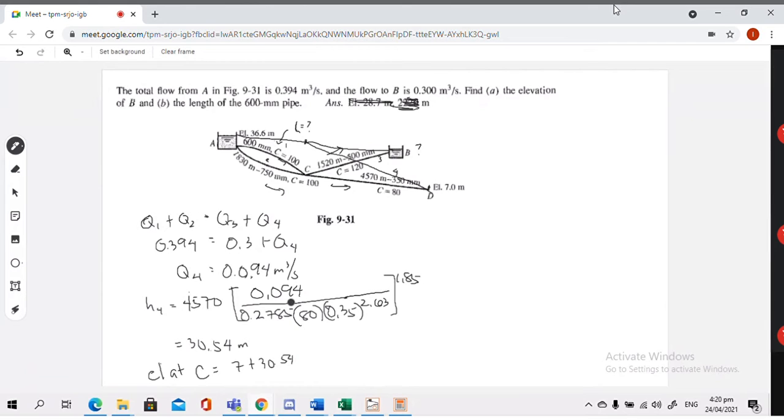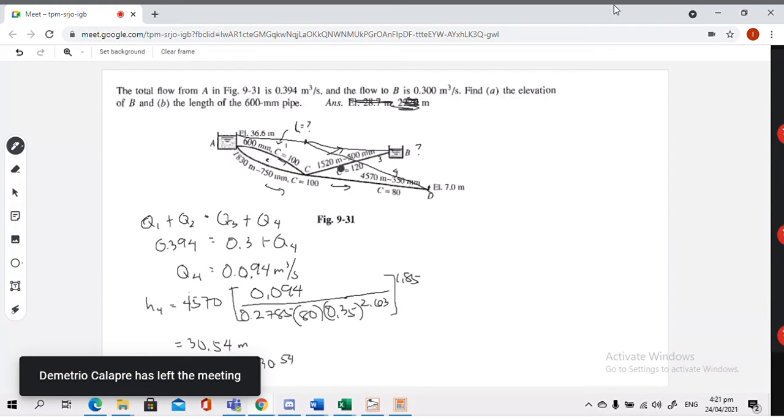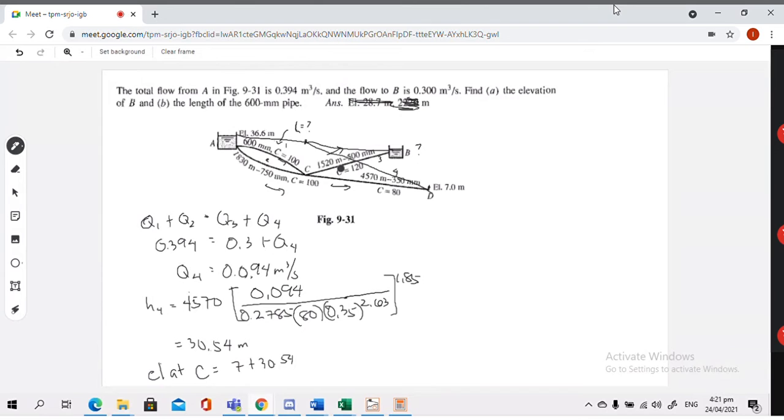4570, 350, 0.094. 0.3 goes here. 0.394 minus 0.3 is 0.094. 4570, 0.2785, C of 80, D of 0.35, and 7. It still gives 37.54. What did I do wrong?